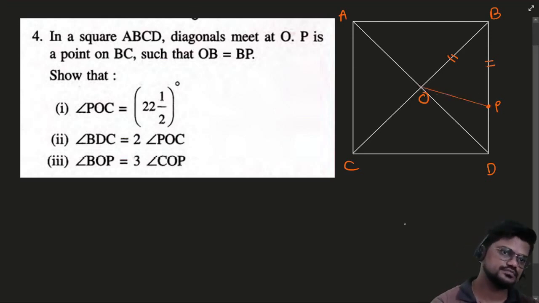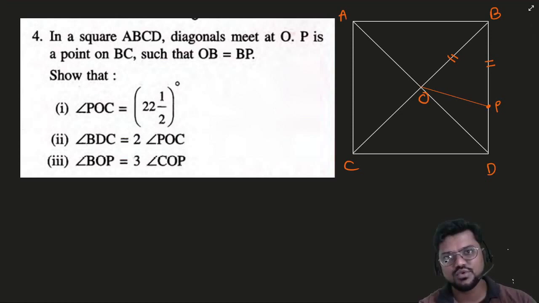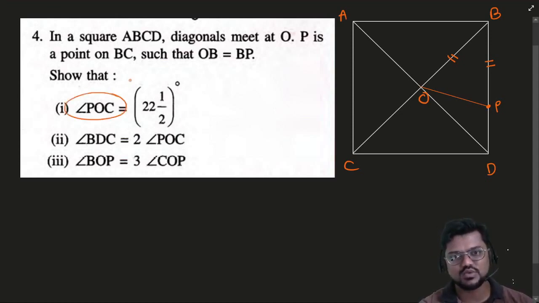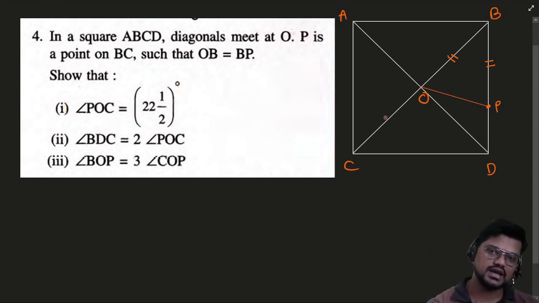Understood? Clear? Now you have to prove that angle POC is 22.5 degrees. Can anyone tell me how we can prove it? If anyone has any idea, think on it, then tell me.